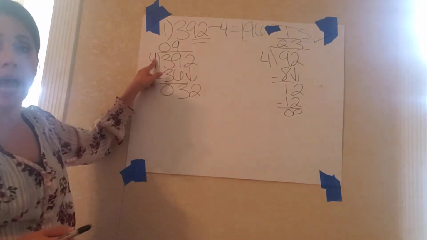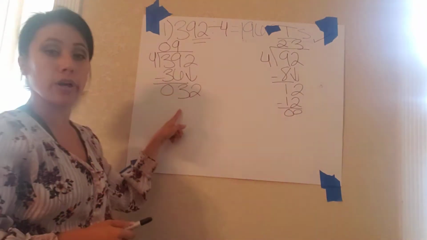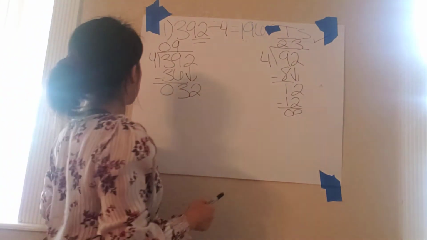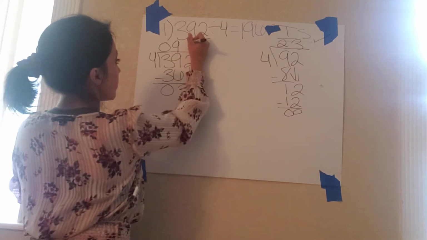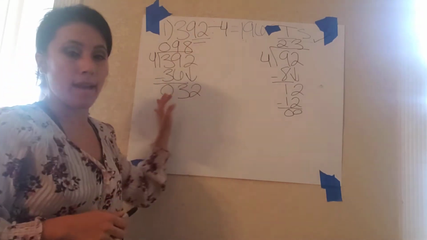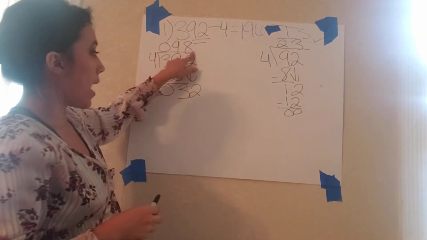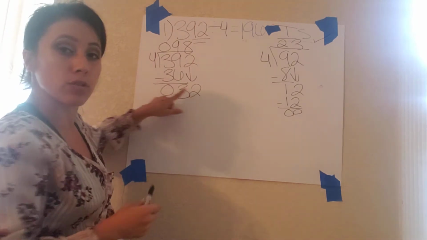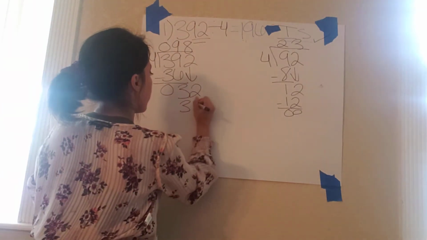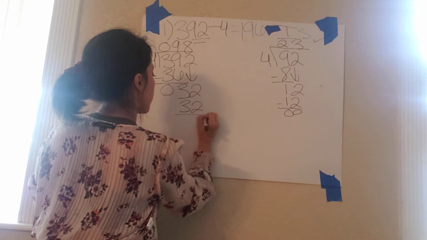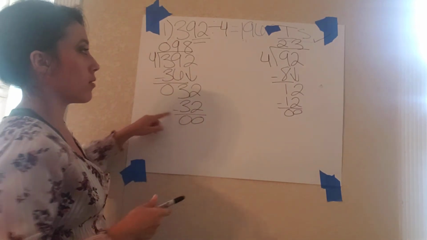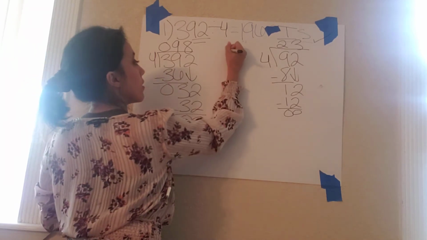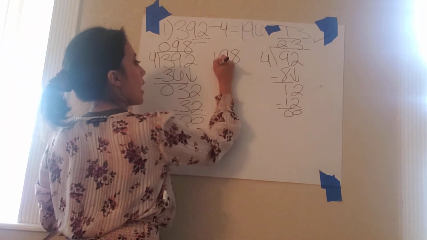And now we need to see how many times does 4 go into 32. We know 8 times 4 equals 32. So 32 minus 32 equals 0. So the answer is 98.